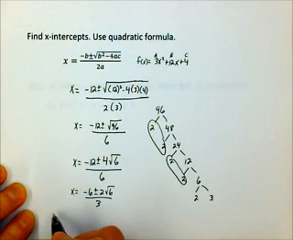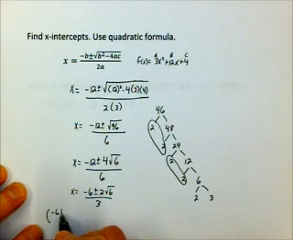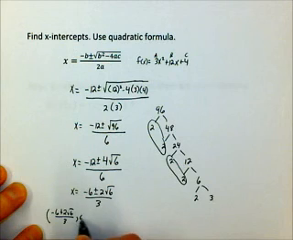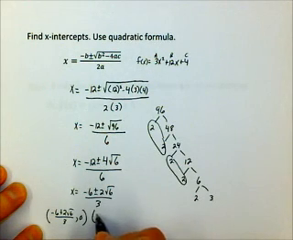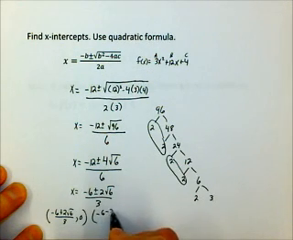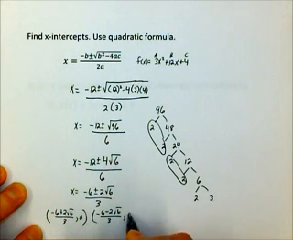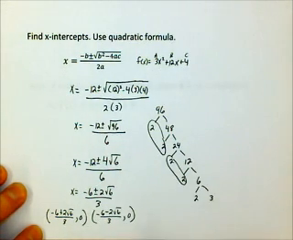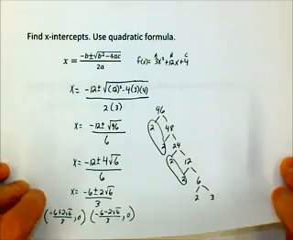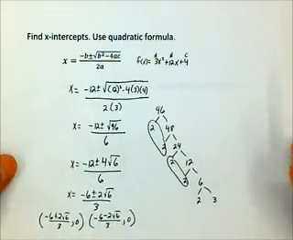So to write the x-intercepts as ordered pairs, we would have minus 6 plus 2 square root of 6 over 3, comma 0, and minus 6 minus 2 square root of 6 over 3, comma 0. Okay, that's dealing with the general form.